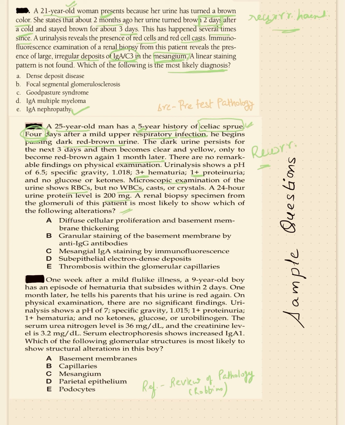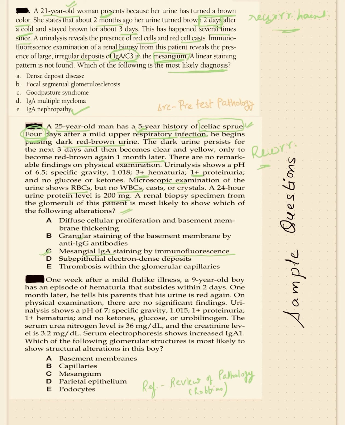So now we will see the options. Diffuse cellular proliferation and basement membrane thickening: this will be seen in membranoproliferative glomerulonephritis. So this is not the answer. The granular staining is seen in post-streptococcal glomerulonephritis. So again, this is not the answer. C is right: mesangial IgA staining by immunofluorescence.